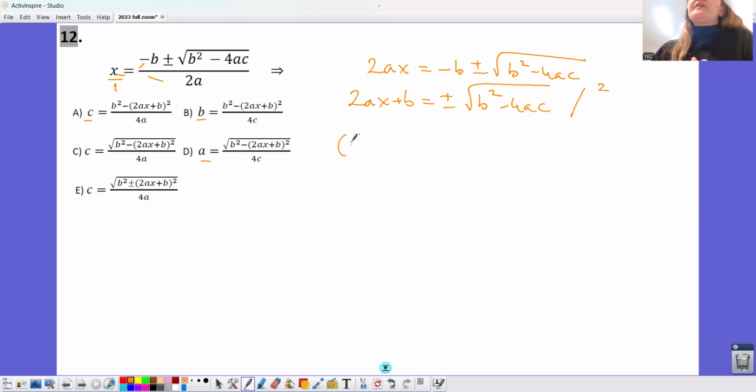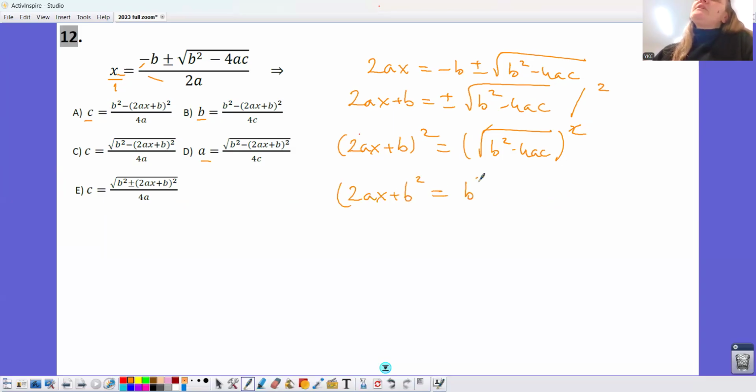So this part will become 2ax plus b squared is equal to, when you are taking square, plus or minus, and minus will become plus and plus will become plus. So this part is canceling, and we will have root of b squared minus 4ac squared. Square and square root cancel each other. So what we have here: 2ax plus b squared is equal to b squared minus 4ac.